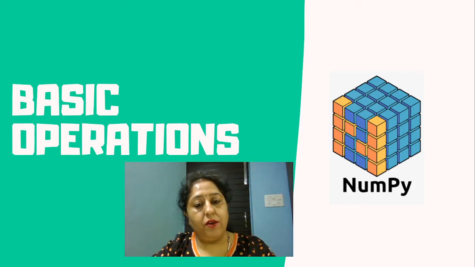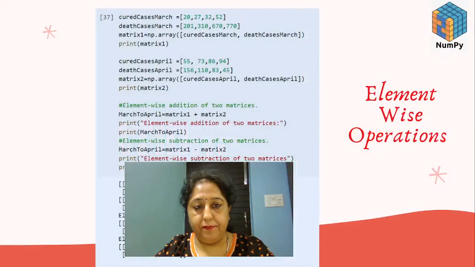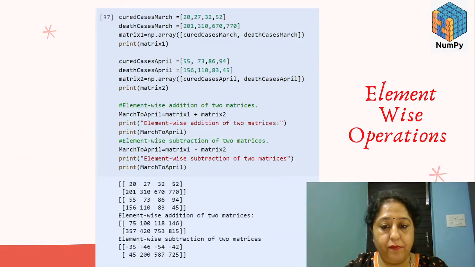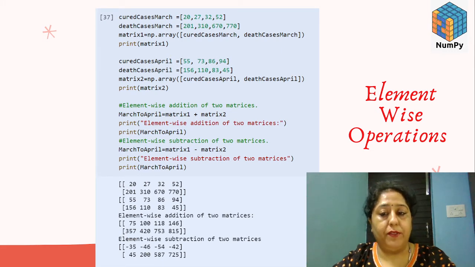This video is on basic operations which can be applied on the arrays. Let us first concentrate on element-wise operations. Suppose we have two lists, cured cases in March and death cases in March. We create a matrix 1 with the help of np.array function. Similarly, we create matrix 2 which displays the cured and death cases in the month of April.